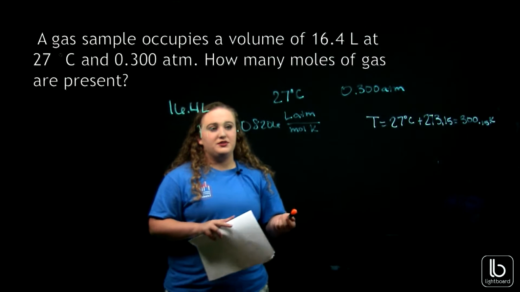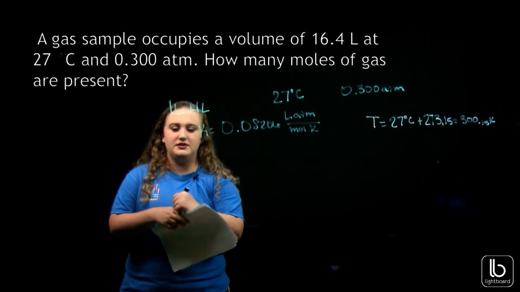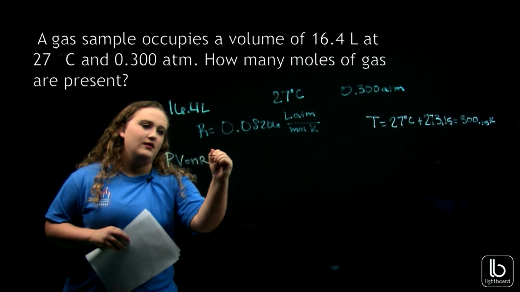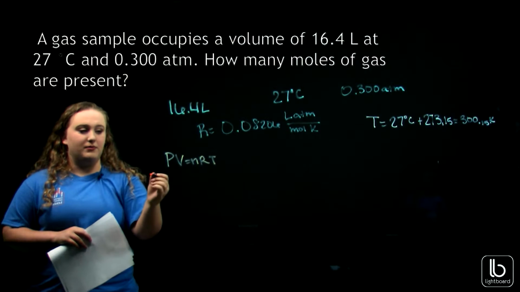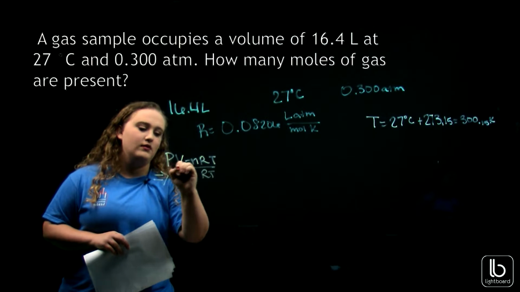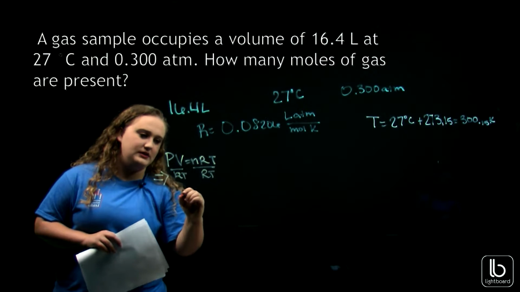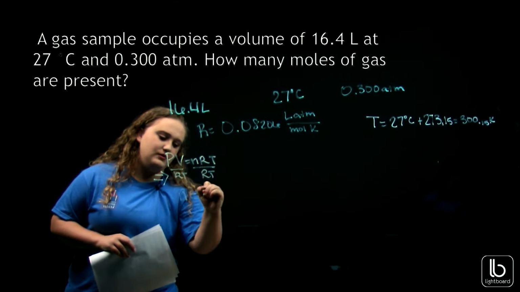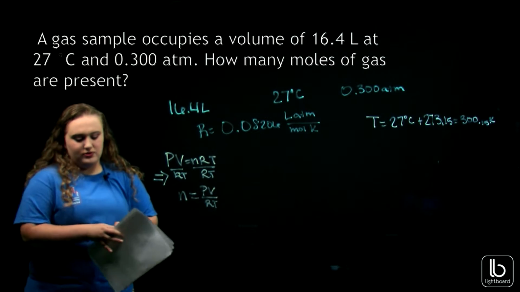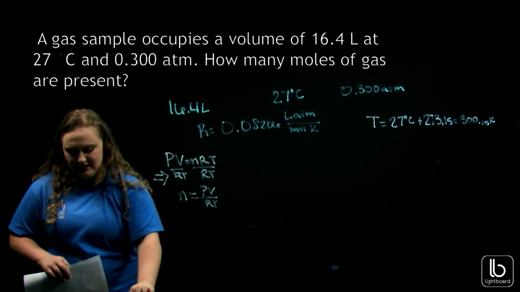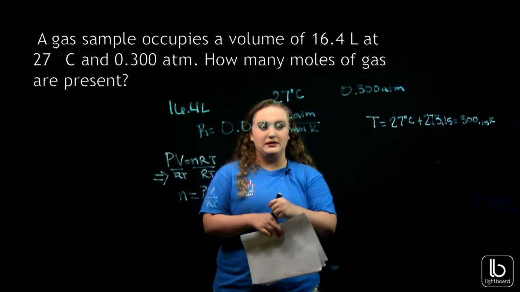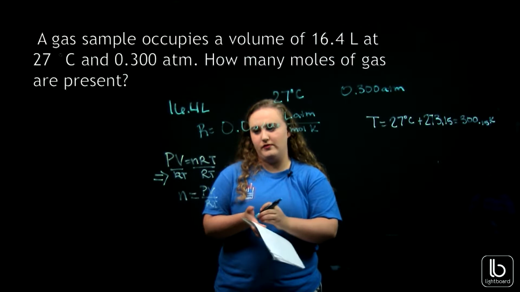So now that we have our temperature and our R value, we're going to just start plugging in with our PV equal to nRT. It asks us how many moles of gas are present. So what I'm going to do is solve for my number of moles by dividing by RT. So I'm going to get n is equal to PV over RT. If you wanted to plug in numbers before you solve for n, that's perfectly fine. I like to solve for the thing I'm looking for first so that all I have to do is plug them into one equation and not have to move over numbers.